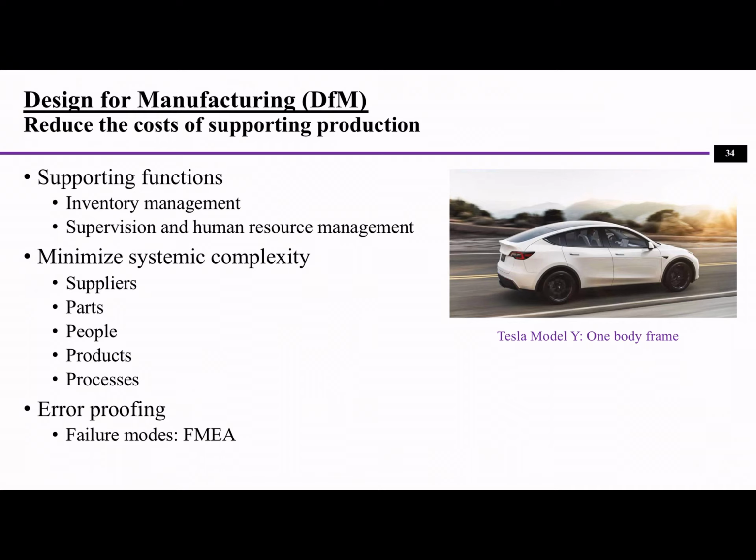For example, for the Tesla Model Y, they recently announced that they will make the whole body frame as one part instead of having a lot of parts assembled or welded together. They want to do one casting of the frame. So this is also one way to simplify the manufacturing complexity.